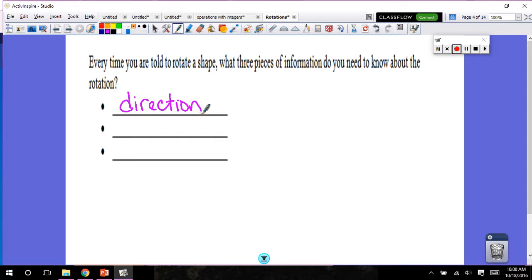Okay. Direction usually refers to, are you going clockwise or counterclockwise? And the clock is a good one. They have a clock in the room. It does work. Clockwise is the way that the second hand is going. Counterclockwise is going backwards. Okay, so our direction would be clockwise, or counterclockwise.